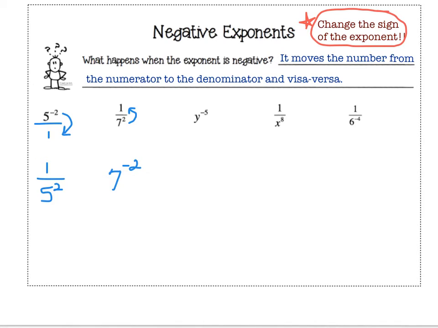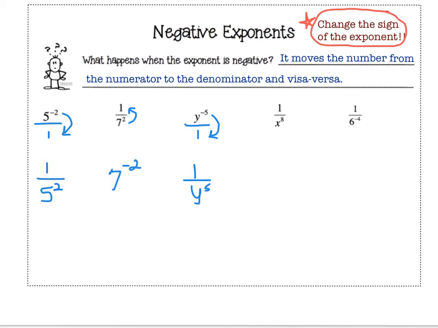The next example is y to the negative fifth power. Again, this one's not a fraction, so let's make it into a fraction by putting it over 1. If I take my y to the negative fifth power and move it down to the denominator, my negative fifth power is going to turn into a positive fifth power. And again, I'm going to put a 1 in the numerator as a placeholder.